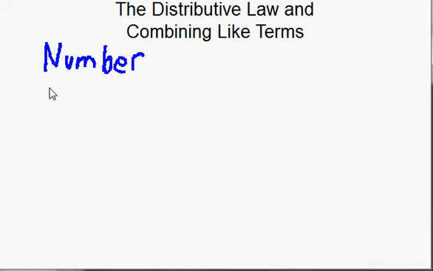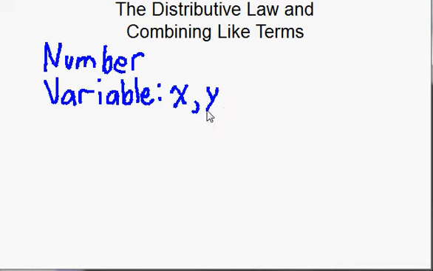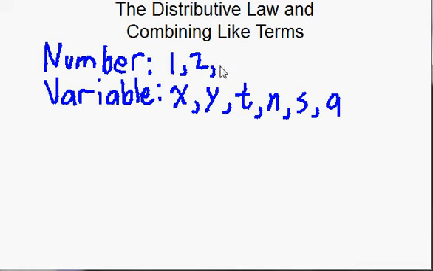Then we have a variable. And a variable is a letter that represents a number. So, for example, it could be x, y, t, n, s, etc., or maybe even a. It could be any letter. But the idea is that we don't know what number the letter represents. Kind of a mystery. So we just use the letter to represent the number instead. Numbers, as we know, they could be like 1, 2, 4.5, 3/4, or negative 2.6.